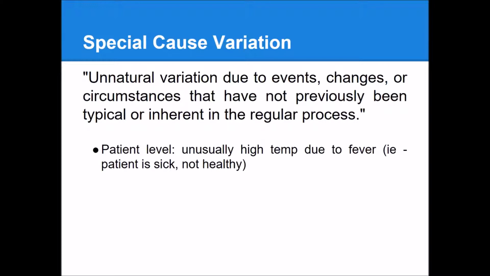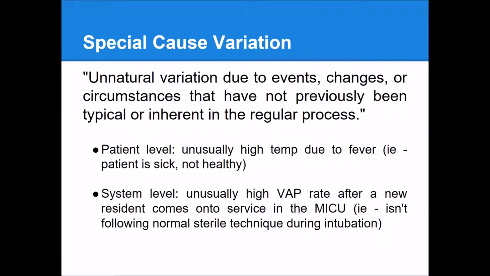For instance, on a patient level, an unusually high temperature due to a fever in a patient means that the patient is sick, not a healthy, normal person. At the system level, if you see an unusually high ventilator-associated pneumonia rate after a new resident comes onto your service in the MICU, maybe it's that the normal process isn't being followed. The normal sterile technique for intubation isn't being followed, for instance. We'll come back to this later.